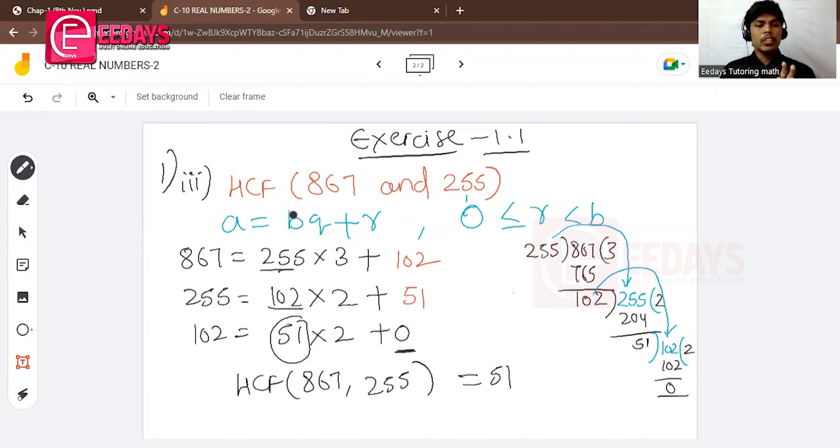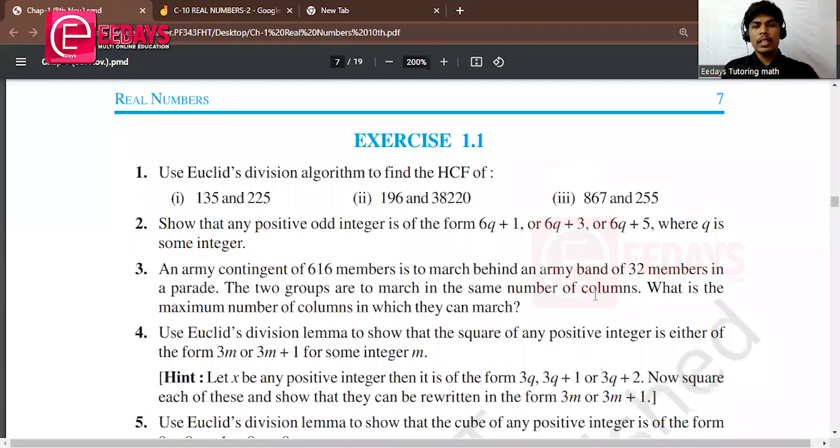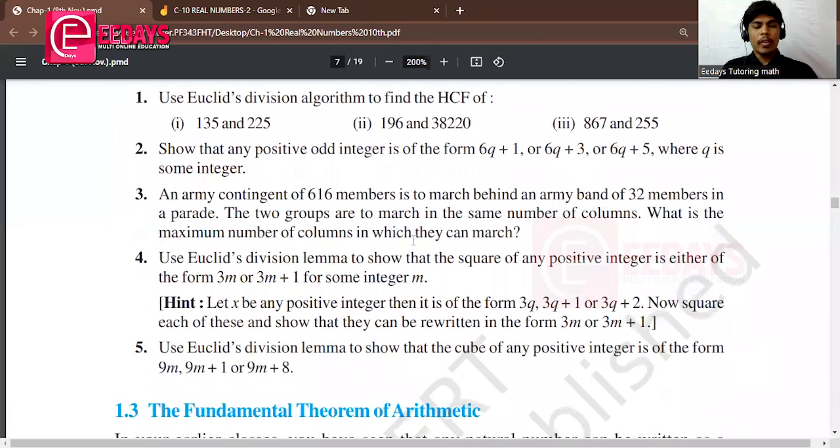Observe the Euclid division lemma method process. Here, in the place of B, 255 is there. In the place of A, 867 is there. In the place of Q, 3 is there. In the place of R, 102 is there. You can do the actual division process in rough work. It's not mandatory, but for your reference I'm doing all those things, so you can note the divisor and remainder. Finally, after getting remainder 0, you can observe that the HCF is 51. So that is the third sum. I hope everyone understood.